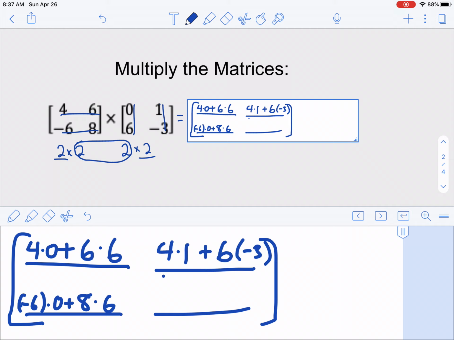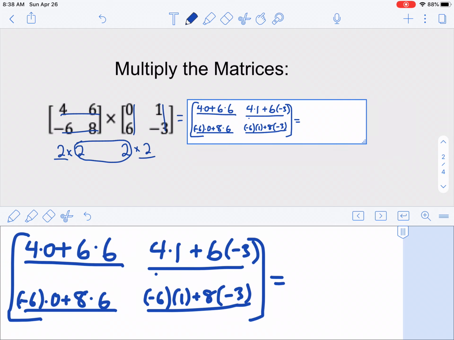Next, we have second row, second column. Second row is negative 6 and 8. Second column is 1 and negative 3. And now we do the math.